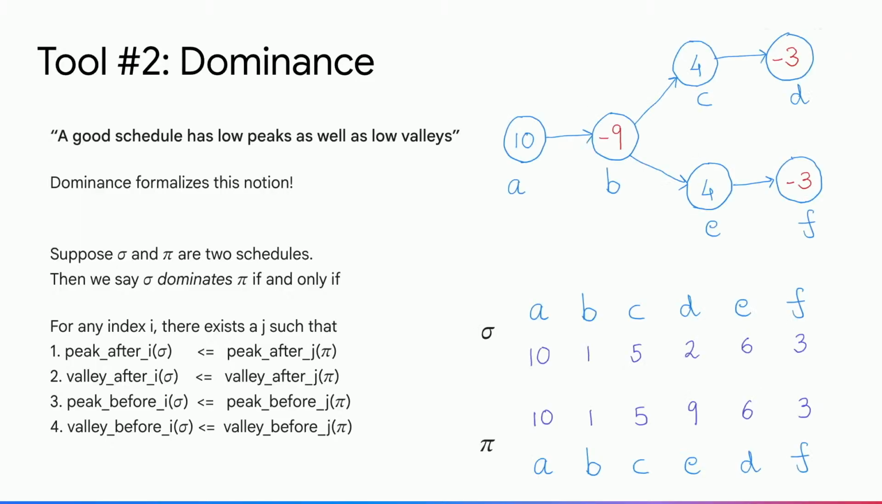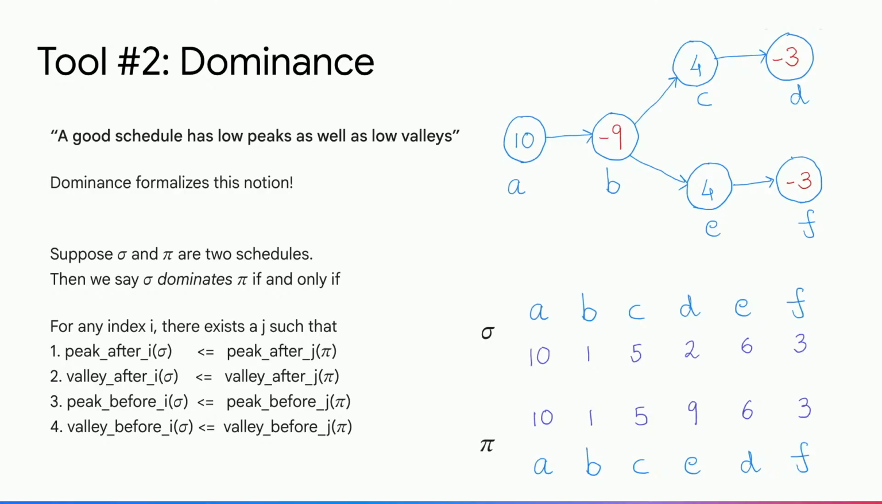So here's a super simple example. Again, I have an out tree. Let's say we have 2 schedules here, A, B, C, D, E, F, and A, B, C, E, D, F. And this is in the node sum model. If you look at these 2 schedules, intuitively it's obvious that sigma is a better schedule than pi. They both have a peak memory of 10. But pi does something stupid and uses high memory over here again, whereas you don't need to. Dominance formalizes this notion. And it's easy to see in this case that sigma does dominate pi.